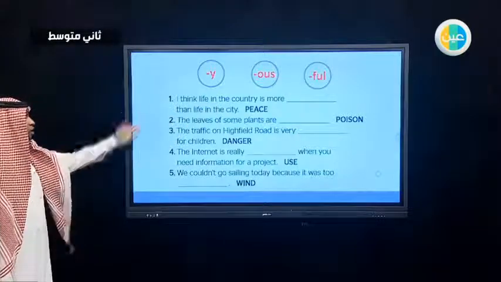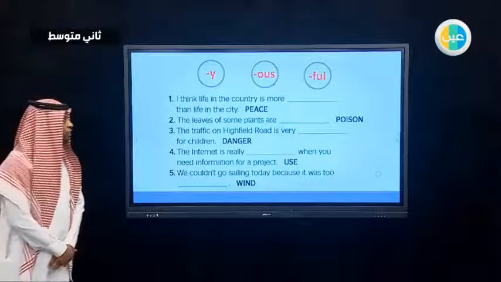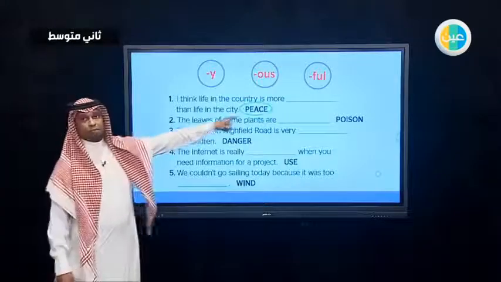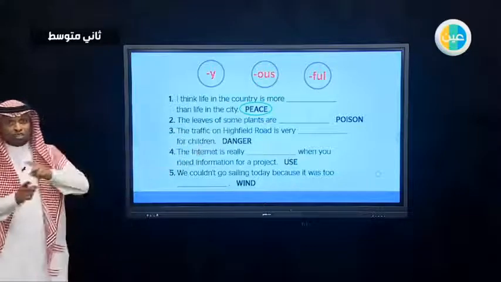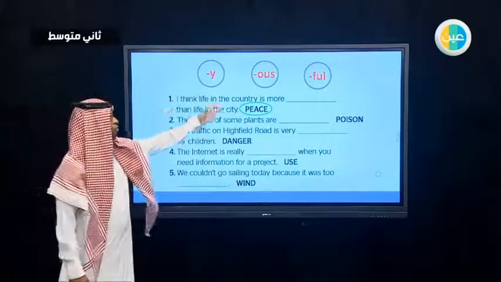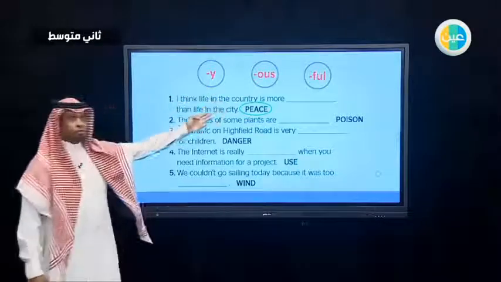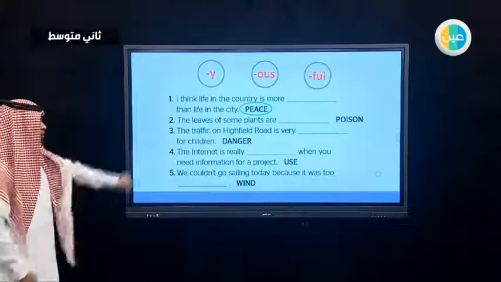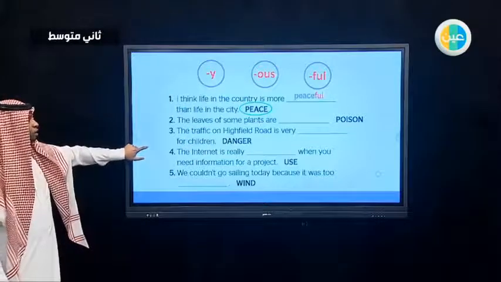Now the first one, I think life in the country is more, what do you think? What do you think about the word peace? This is a noun. How can we change it into an adjective? How can we change it? Can we say peacey, peaceous, or peaceful? What do you think? Excellent. Peaceful. Good. Now, the second one.